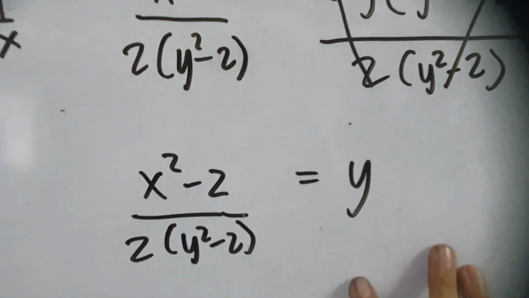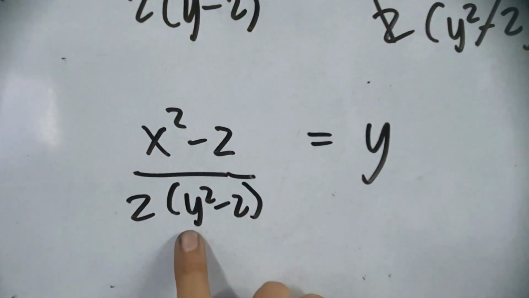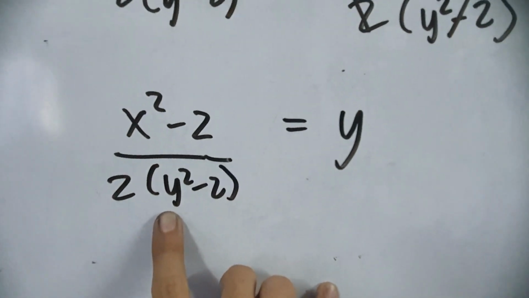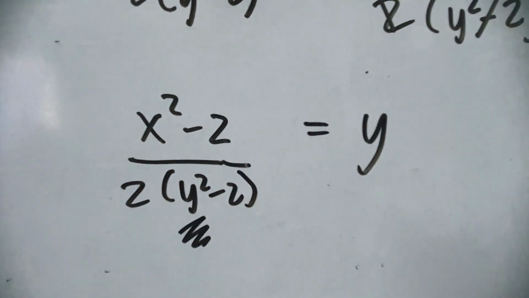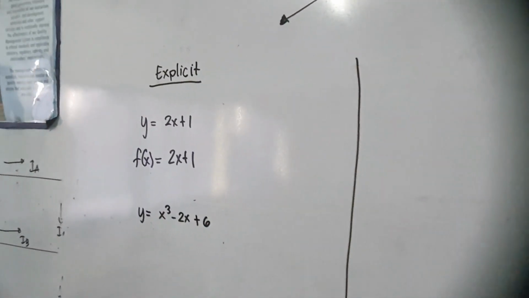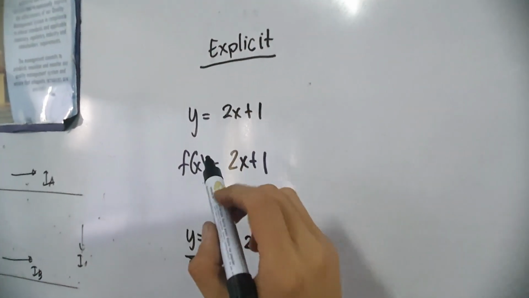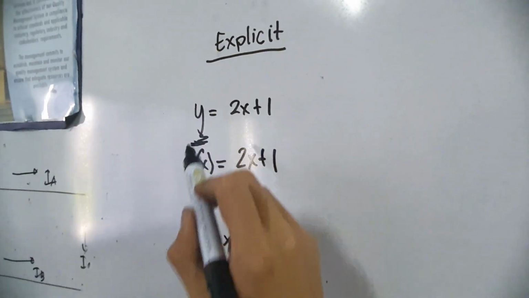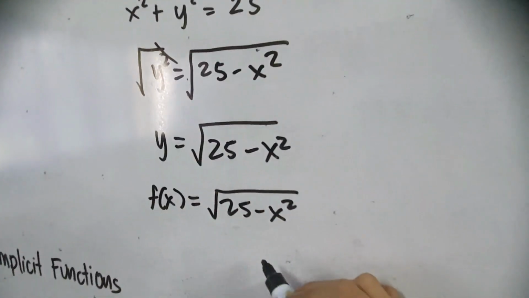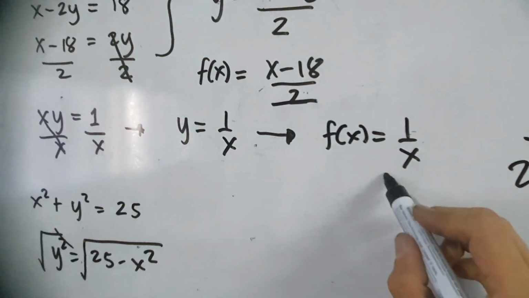So apparently, although we have found a value of y on this side of the equation, on this side we still have another y right here. So this has not been converted into an explicit form because we still have a y on this side of the equation. Our goal in converting an implicit to an explicit form is to clearly show the value of y in terms of x.